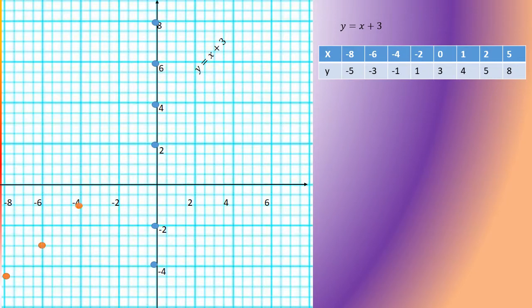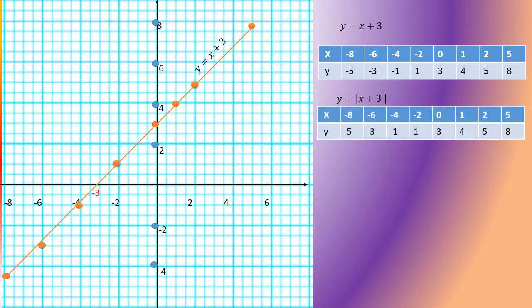Marking the points on the grid, we can draw a straight line which passes through the point 0, 3, the y-intercept. What do you mean by a modulus graph? That is, y equals modulus x plus 3 means that the negative side of the graph is not there anymore. Let's see how to draw the graph.